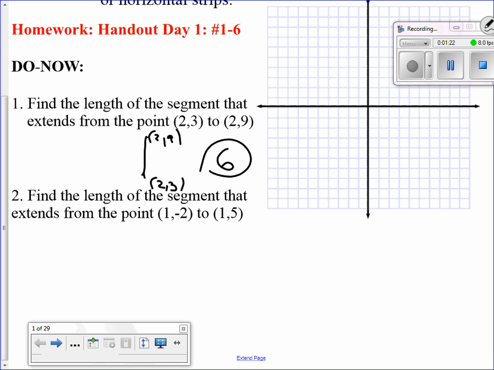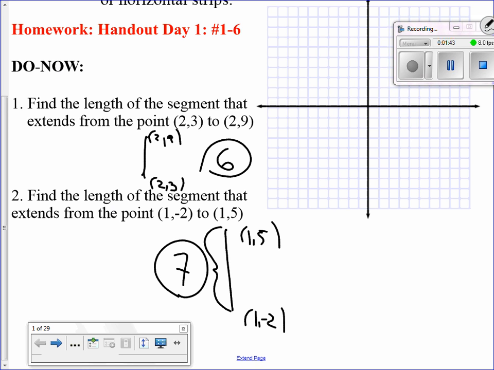Second one, we have the point (1, -2). Let's say that's right here. Again, you could put it on there, but then you have another point with the same x coordinate, (1, 5). That would be up here, right? What would the length of that segment be? 7. Nice. And so, again, you could just take 5 minus negative 2. You don't have to use the distance formula.